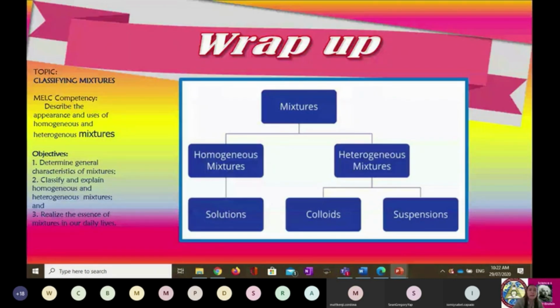Alright, for the wrap up, always remember that mixtures can be any combination of certain materials that are combined physically.